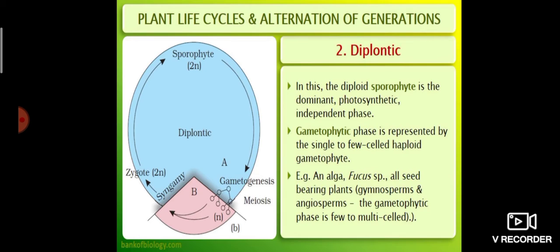Examples are algae like Fucus, then all seed bearing plants, gymnosperm and angiosperm, where the gametophytic phase is few to multicelled. So these are about diplontic.